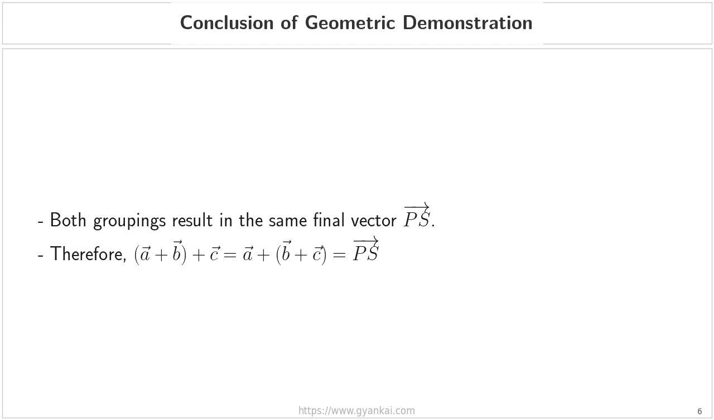Therefore, we can mathematically conclude that the quantity vector A plus vector B, all in parentheses, plus vector C, is equal to vector A plus the quantity vector B plus vector C, all in parentheses, and both of these are equal to the vector P to S. This confirms that the grouping doesn't change our final result.